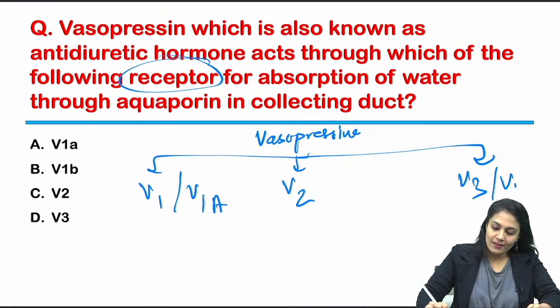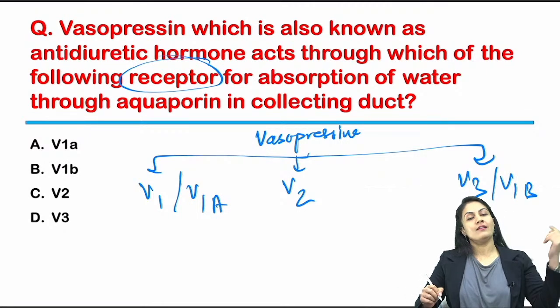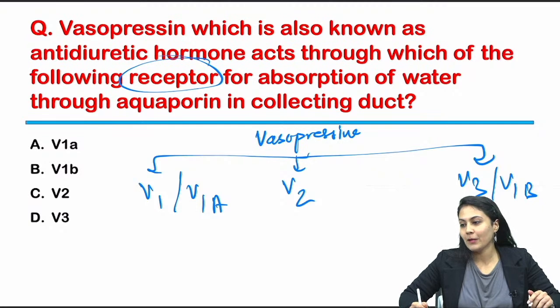All right, so we're going to have three vasopressin receptors: V1, V2, and V3. Homo sapiens sapiens, yes.